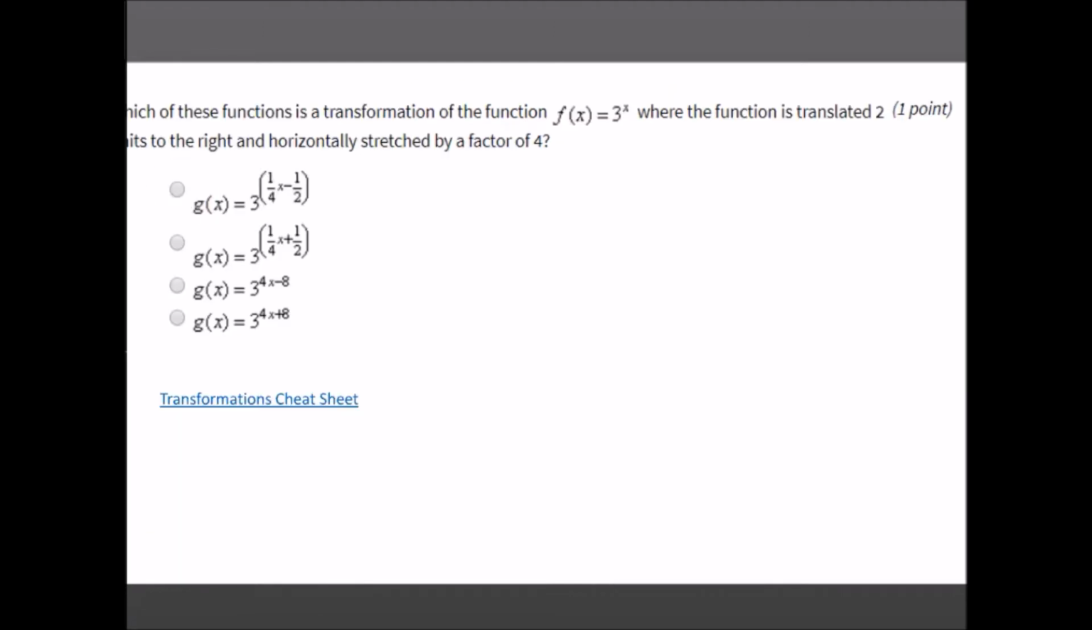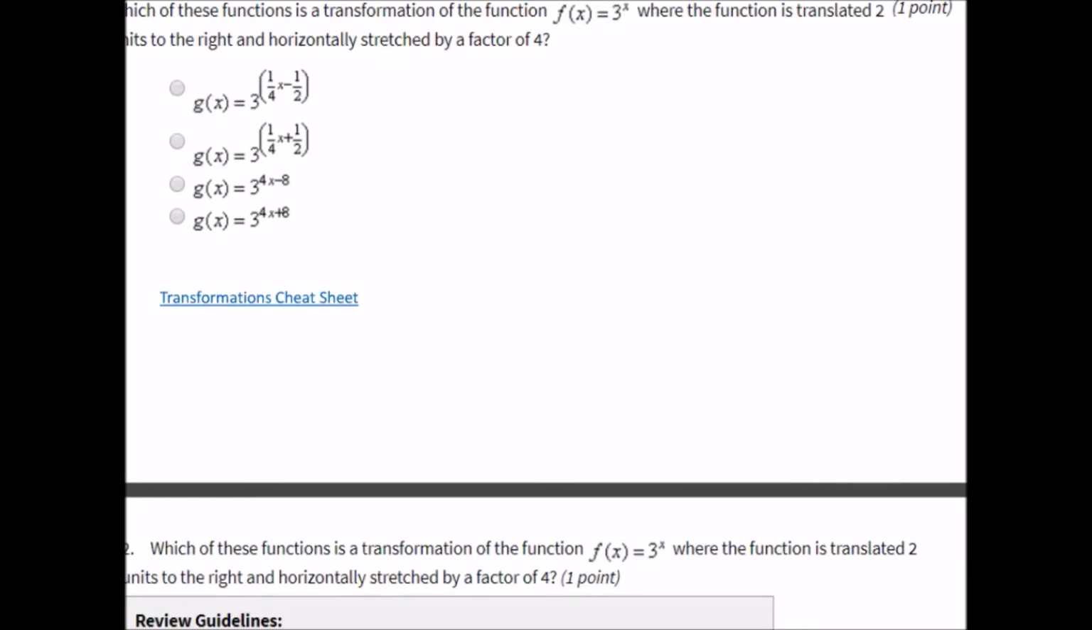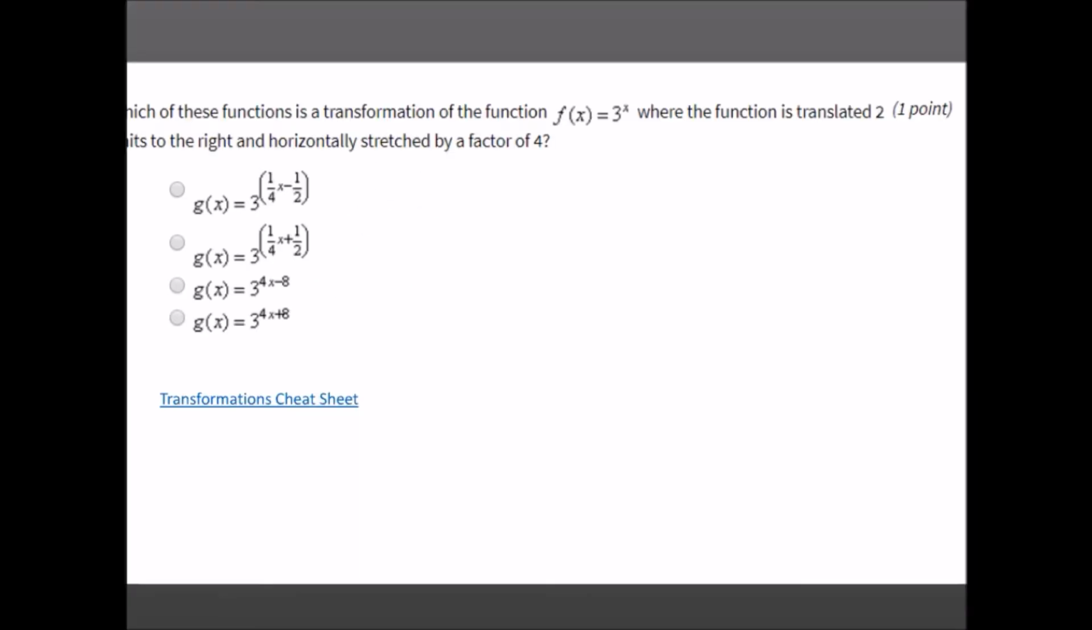All right, let's look at number 2. Number 2 asks which of these transformations is going to take you translated 2 units right and horizontally stretched. So before I do this, I'm going to undo the drawing command for just a second to allow you to click the link on the cheat sheet, the Transformations cheat sheet. Click that link. Then I'm going to go back to the draw screen, which won't allow you to do that.